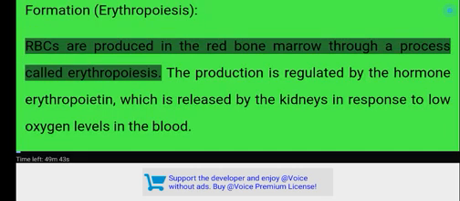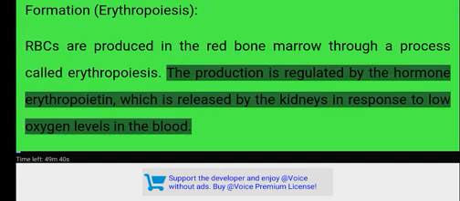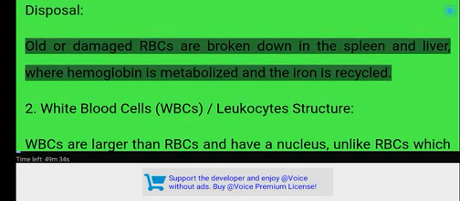Formation: erythropoiesis. RBCs are produced in the red bone marrow through a process called erythropoiesis. The production is regulated by the hormone erythropoietin, which is released by the kidneys in response to low oxygen levels in the blood. Disposal: older damaged RBCs are broken down in the spleen and liver, where hemoglobin is metabolized and the iron is recycled.